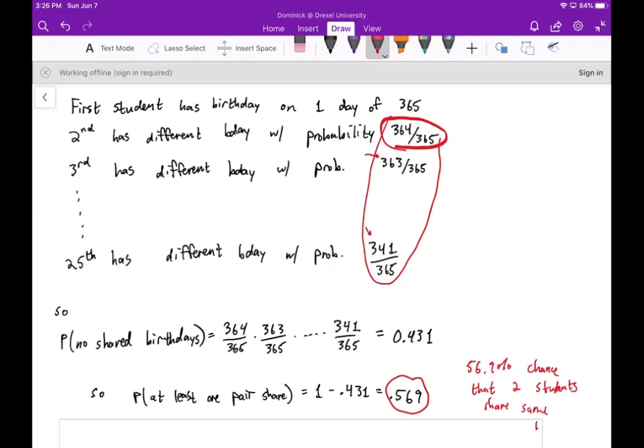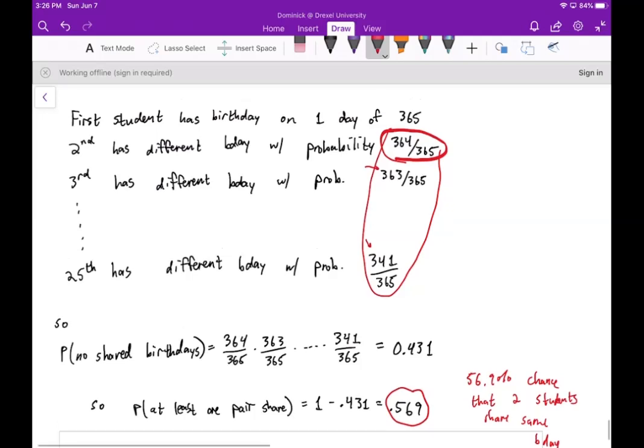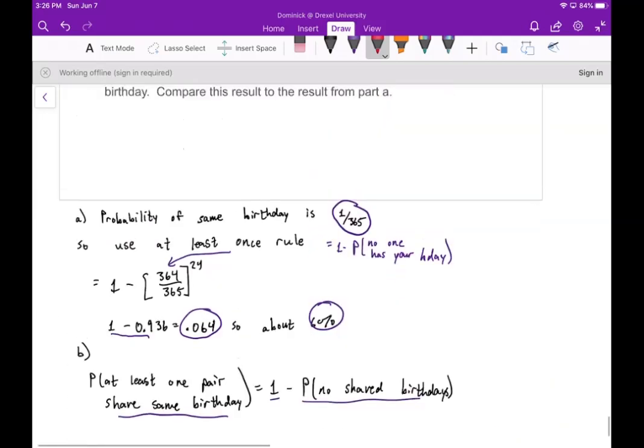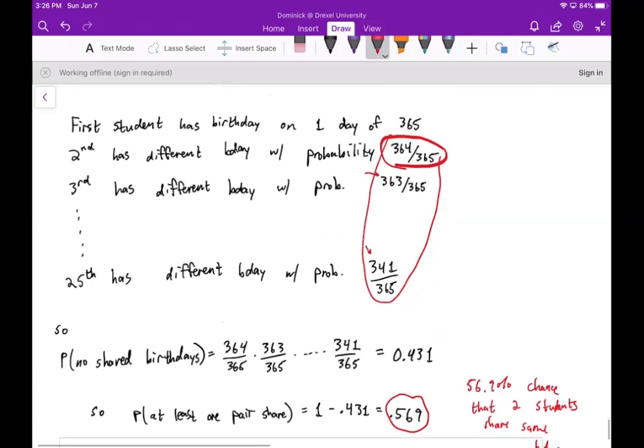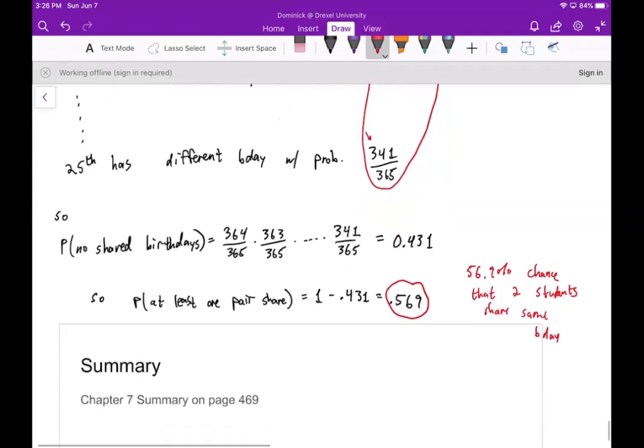Which is a pretty remarkable coincidence because most people would conjecture that it's actually much lower than this, right? So in part A, we found that the probability of you having the same birthday as somebody is 6%. And in part B, the probability of any pair of students sharing the same birthday is almost 57%. So what this shows is that particular coincidences by themselves may not be likely, but if we're looking for any type of coincidence or we broaden what we're looking for, we can increase the probability by a lot.